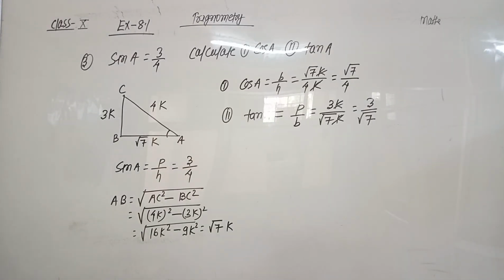So these are the two values. Cos A equals root 7 by 4 and tan A equals 3 by root 7.